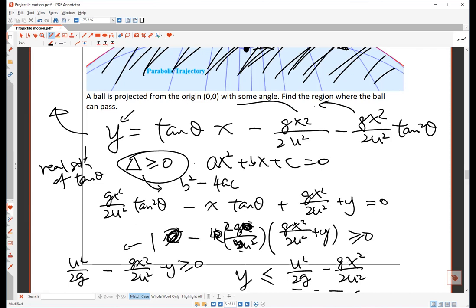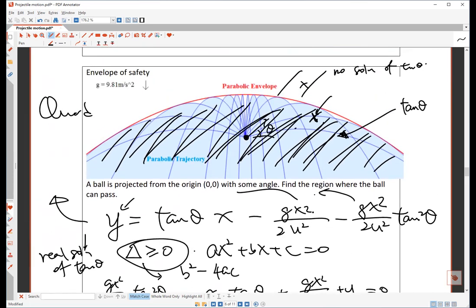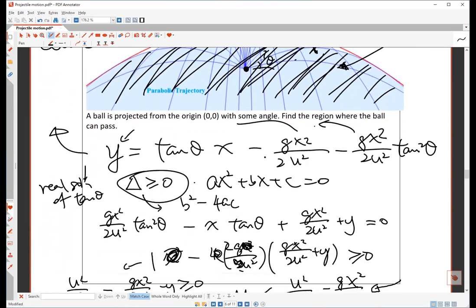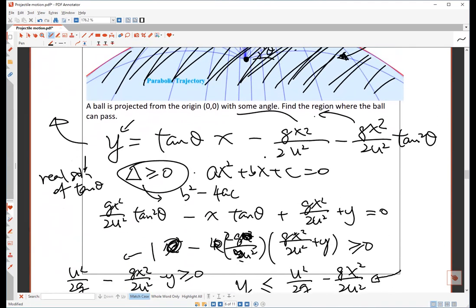The funny thing is that this equation is still a quadratic equation. Can you see it? It's still a quadratic equation of x squared. So it still follows a parabolic path, but it's concave downwards. So this is the shape of the parabolic envelope. You need to know how to derive it from this equation. That's why I asked you to memorize this equation. Otherwise, if you can't derive this equation, then you can't do this question.